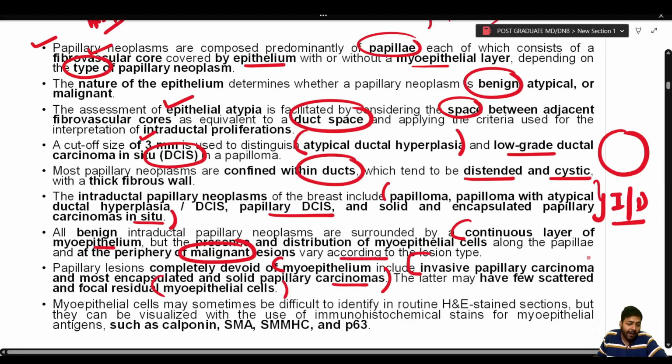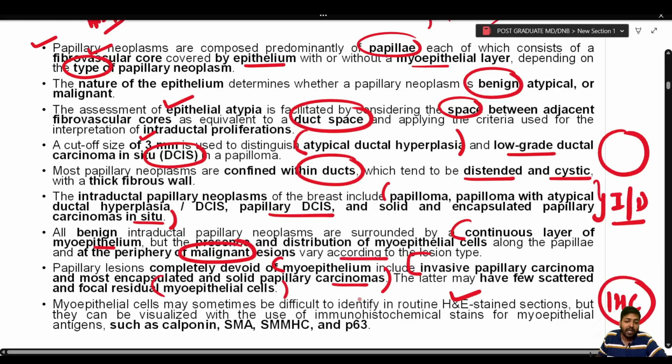But in the encapsulated and solid papillary carcinomas, you may find a little bit, or in the periphery some amount of residual myoepithelial cells can be seen. But in case of an invasive papillary carcinoma, no myoepithelial cells will be seen. The myoepithelial cells may sometimes be difficult to visualize by histopathology. So in such cases, we make use of immunohistochemistry.